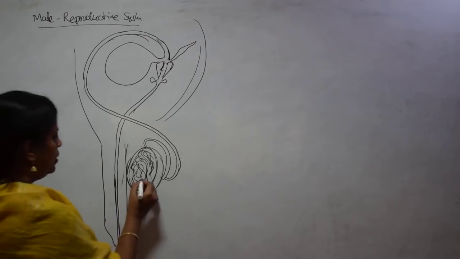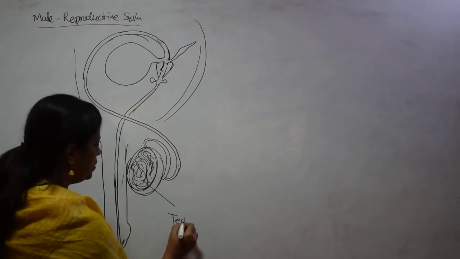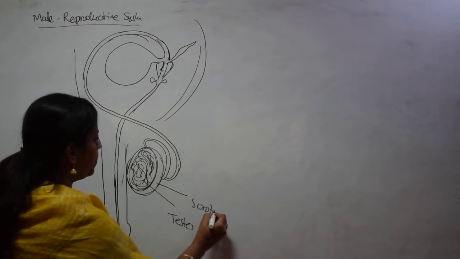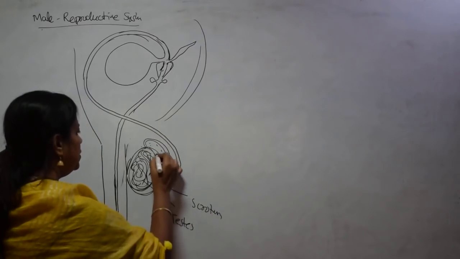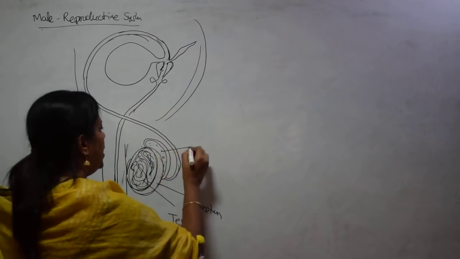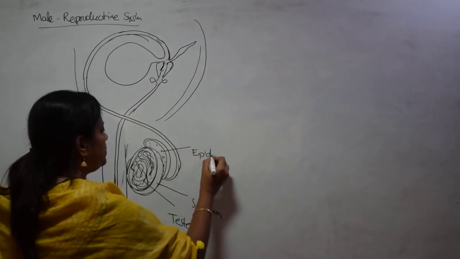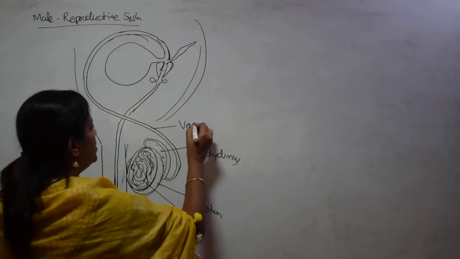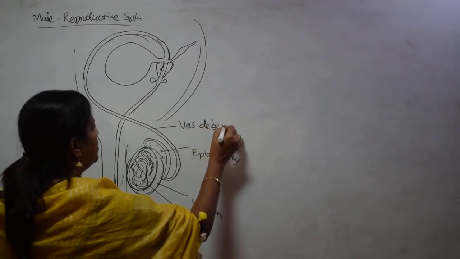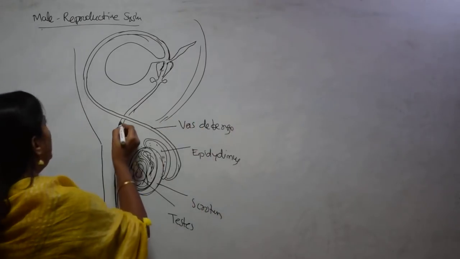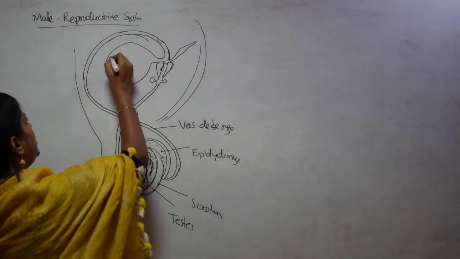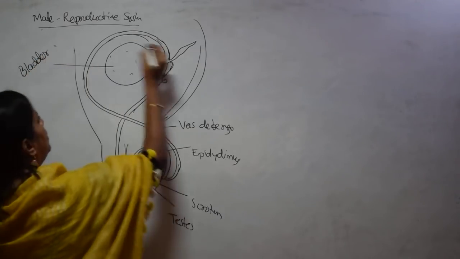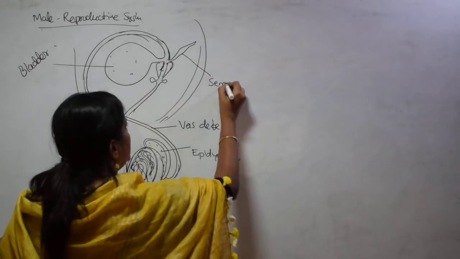Let me label. This is the testis. This is the scrotum. And the part here, which is like a gland, we call the epididymis. And this is the vas deferens. Okay, then this vas deferens turns around the urinary bladder. This is the bladder. This is the seminal vesicle.